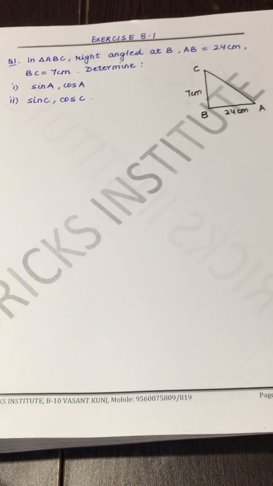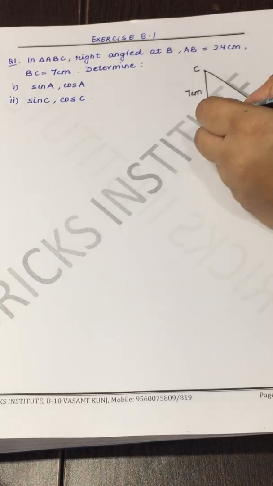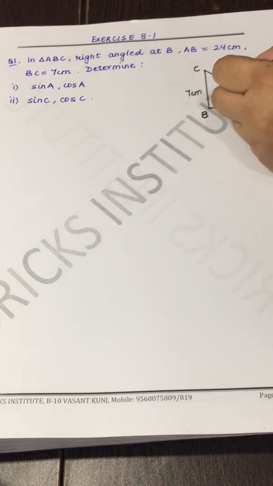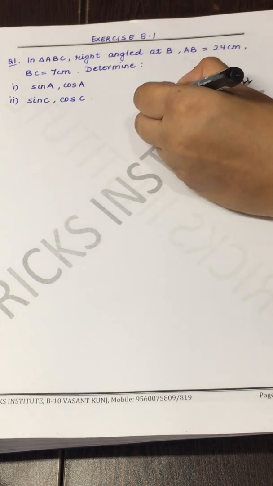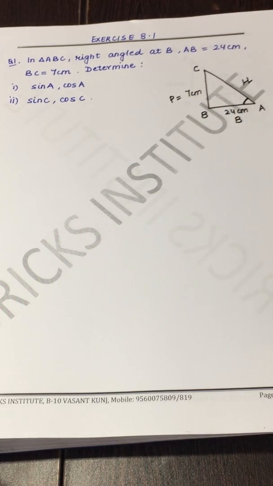They have asked you to determine sine A, cos A, sine C and cos C. Now in this question, angles are different. So in the first part, they are asking you trigonometric ratios with respect to angle A, and in the second part, they are asking you with respect to angle C. So let's find out the first one. So in the first part, this is our angle. So this becomes base, this is hypotenuse, and this is your perpendicular. So let's calculate hypotenuse first.